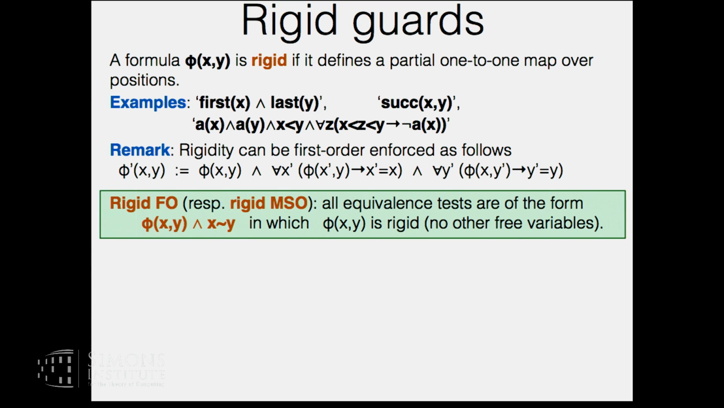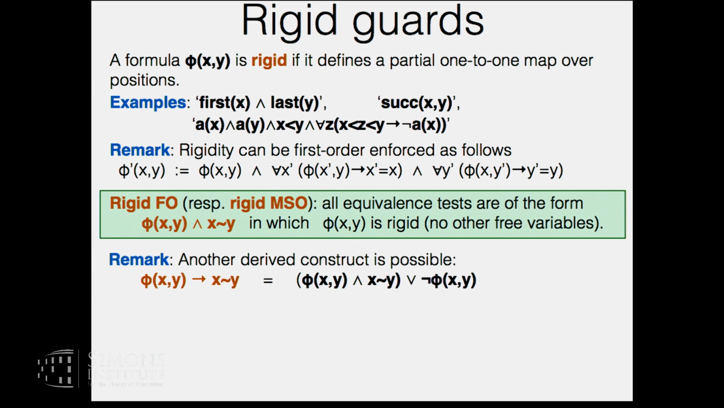Right. So what is rigid first order? You remember testing that two positions carry the same data value. Well, you only allow it if it is guarded by a phi that is rigid and should not contain any other values. So that's the definition.